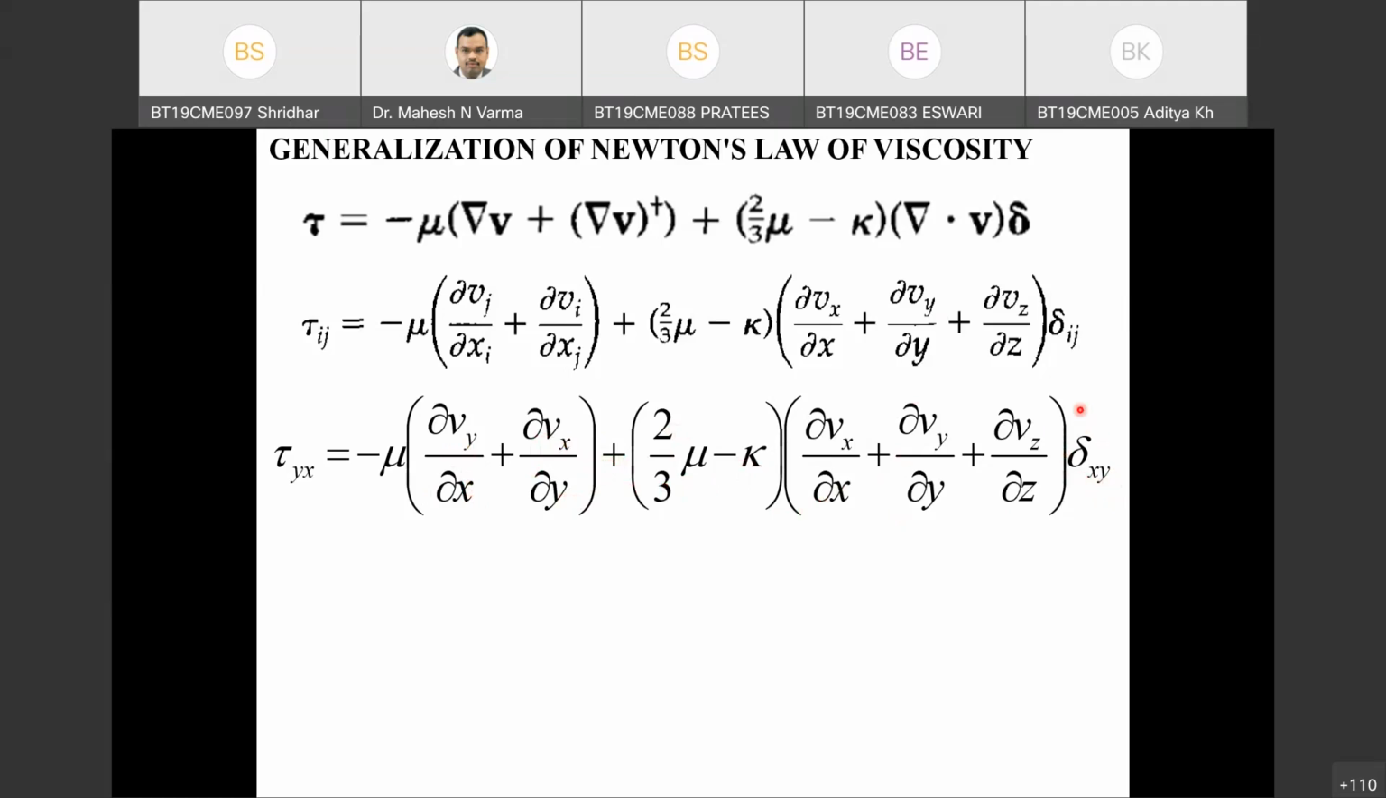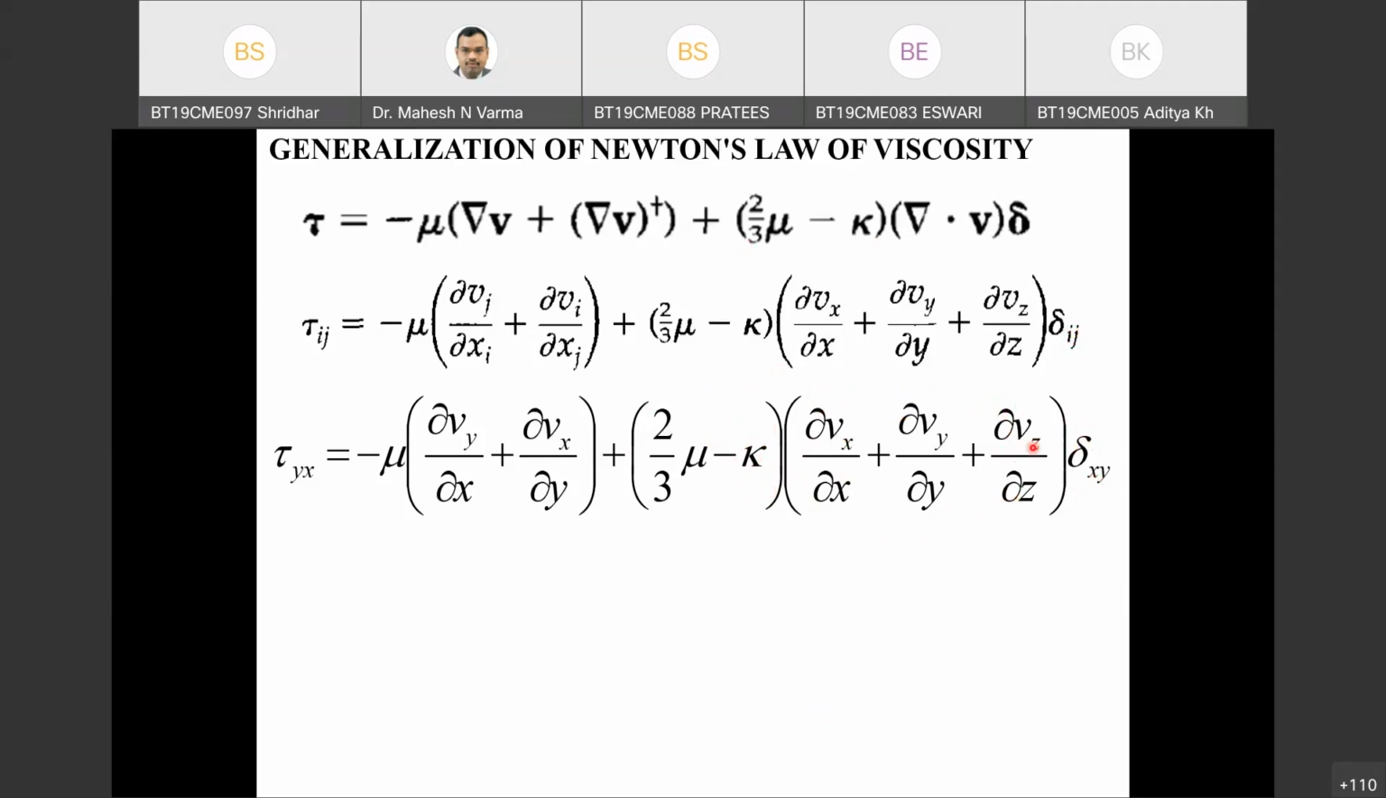Now delta is the Kronecker delta. The property is such that it will be unity when i equals j, otherwise it will be 0. For this case, this will be 0 because here i is not equal to j. That is one case where you will not get this second quantity. Another case is that sometimes for gases, this dilational viscosity will be equal to 0, and for liquids, this whole bracket will be equal to 0.